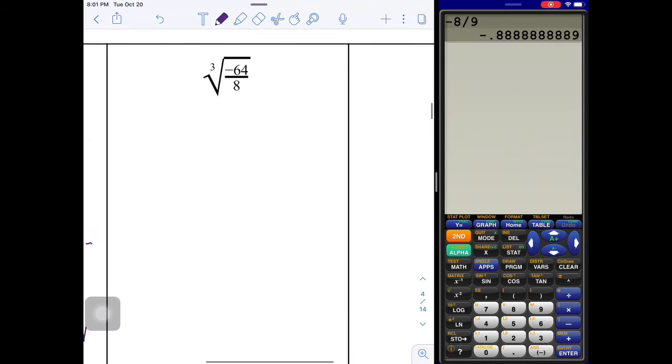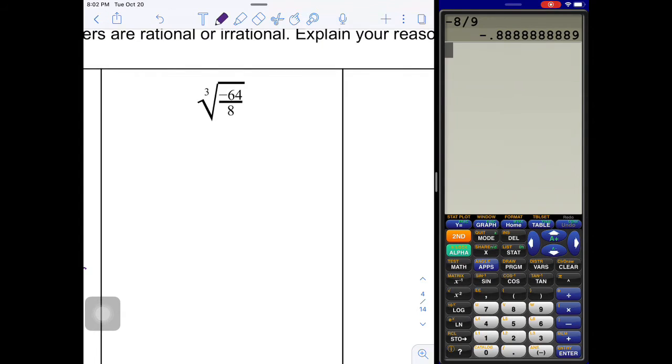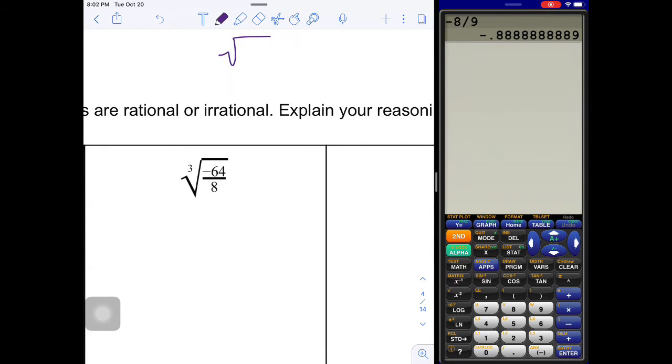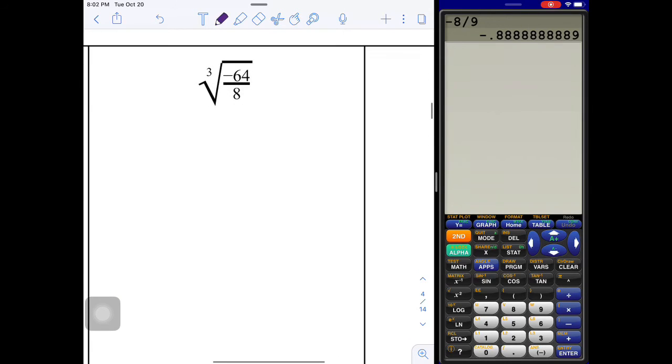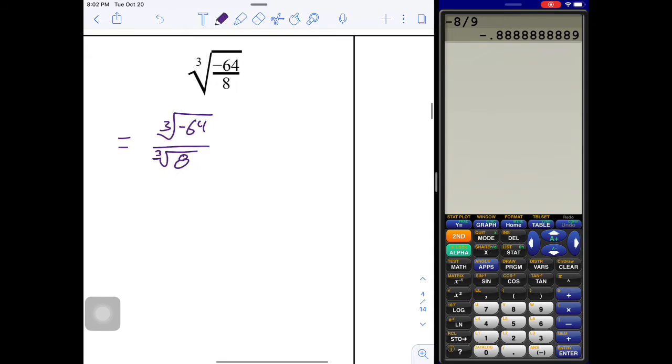Let's go over here. So the cube root of negative 64 over 8. So remember, we have that rule where if you have a fraction, let's say m over a here, and remember this is the index, so that's 4.1, this will be the nth root of m divided by the nth root of a. So I'm going to do that here, where m is negative 64, and a is 8. So I can represent this as the cube root of negative 64 over the cube root of 8.